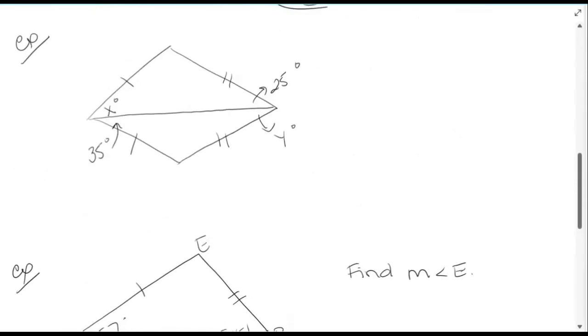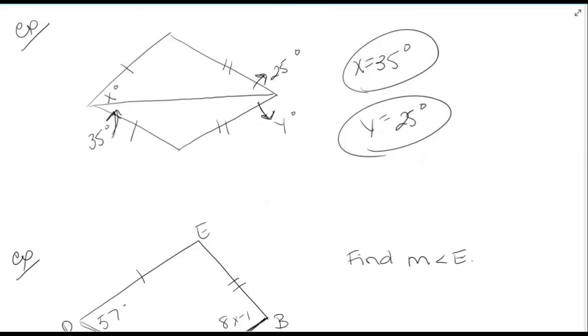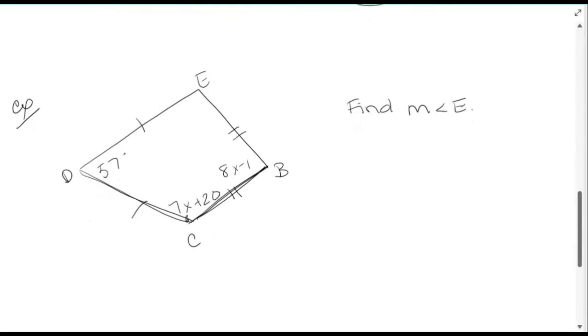Okay, then we had another theorem that said that long diagonal bisected the angles. So if I know that this small angle is 35, well, x has to be the same. It bisects it. Similarly, y. If this side is 25, that long diagonal bisects it, and this guy also has to be 25. Again, not true of the short diagonal necessarily, but it is true of the long diagonal.